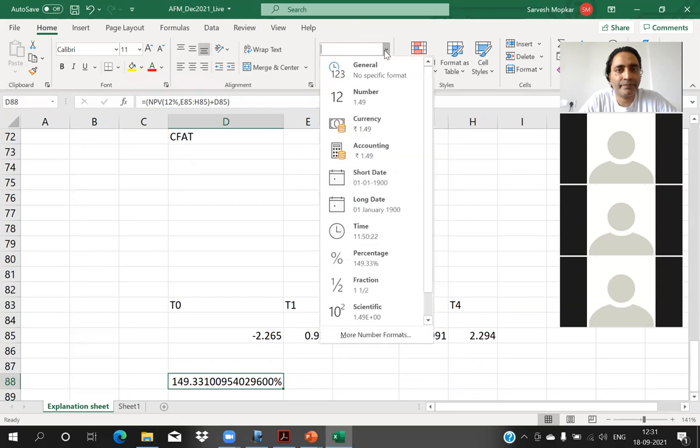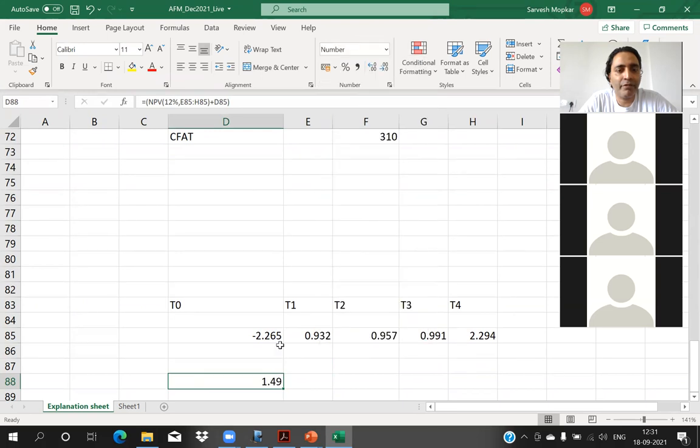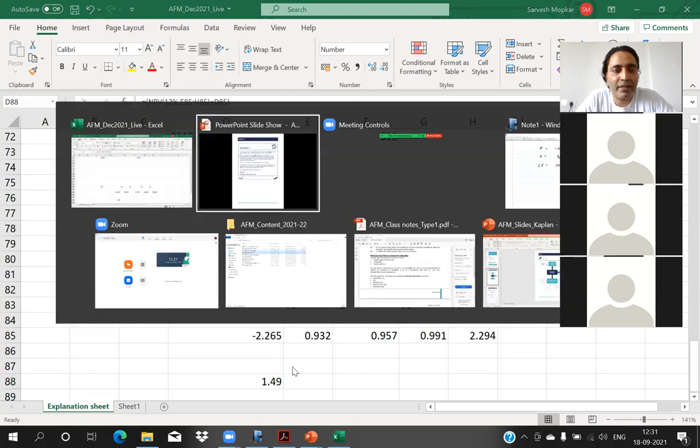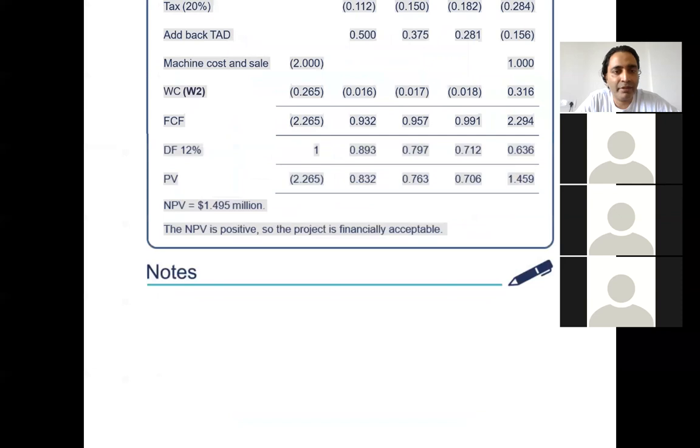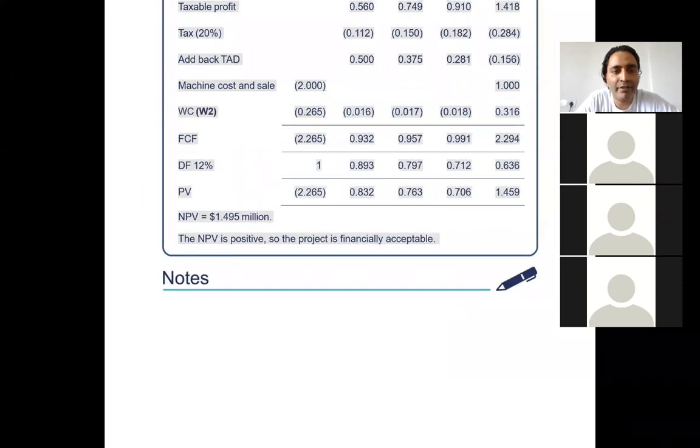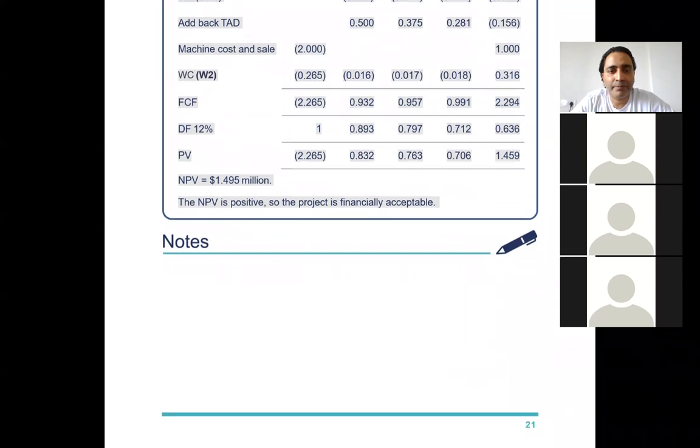So I will write it as a number. 1.49 million is the answer, correct? So your NPV will be 1.495 million, which is a positive number. Positive NPV is good news for us. It means that the project is adding value to the shareholders' wealth, so this project is financially acceptable.